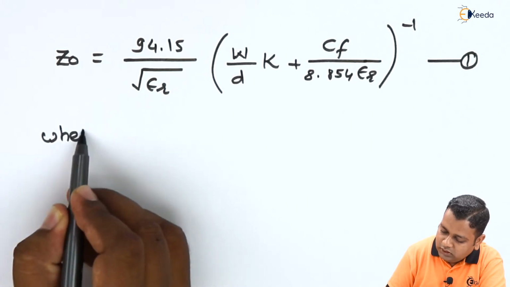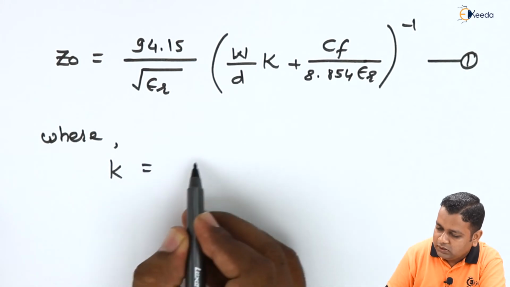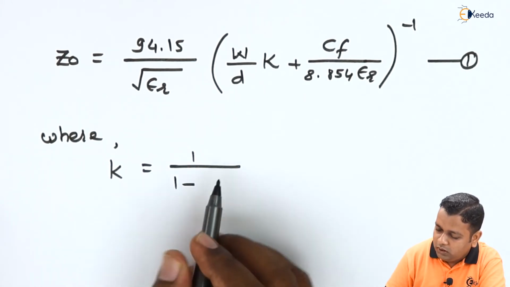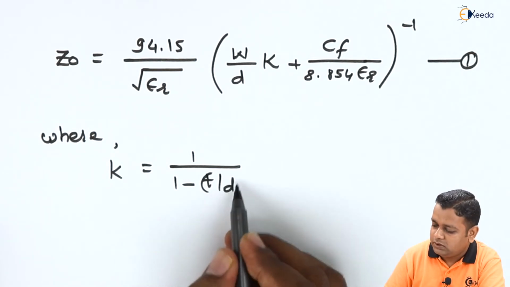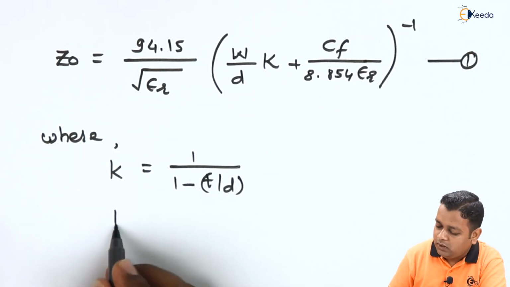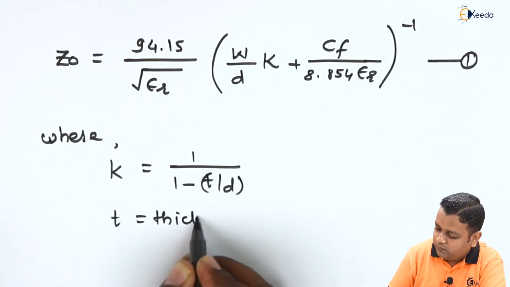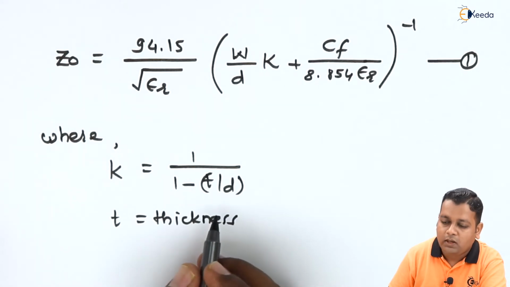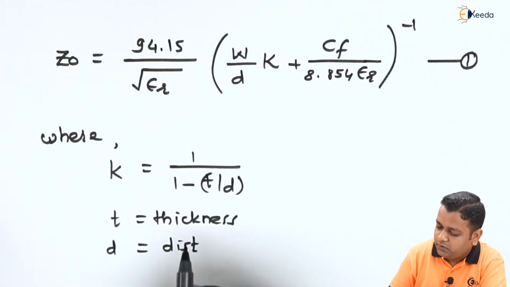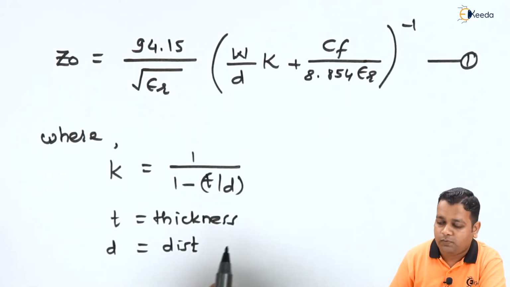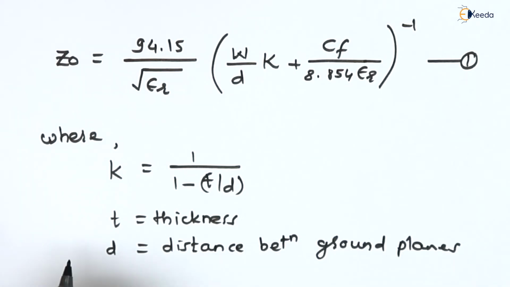In this equation, capital K is equal to 1 upon 1 minus t divided by d. This is the ratio t by d, where t as usual is the thickness of the strip, and d is the distance for the separation of the shields or the ground planes in general. I can say, distance between ground planes.